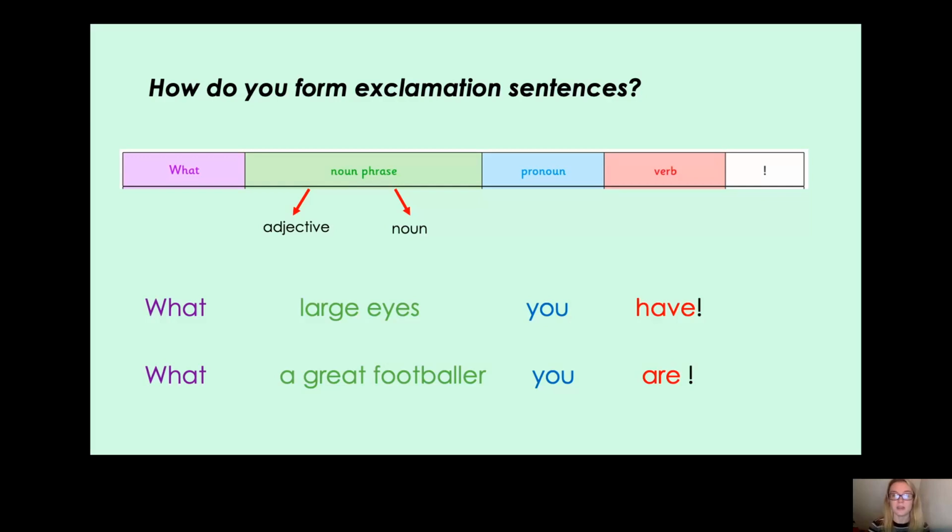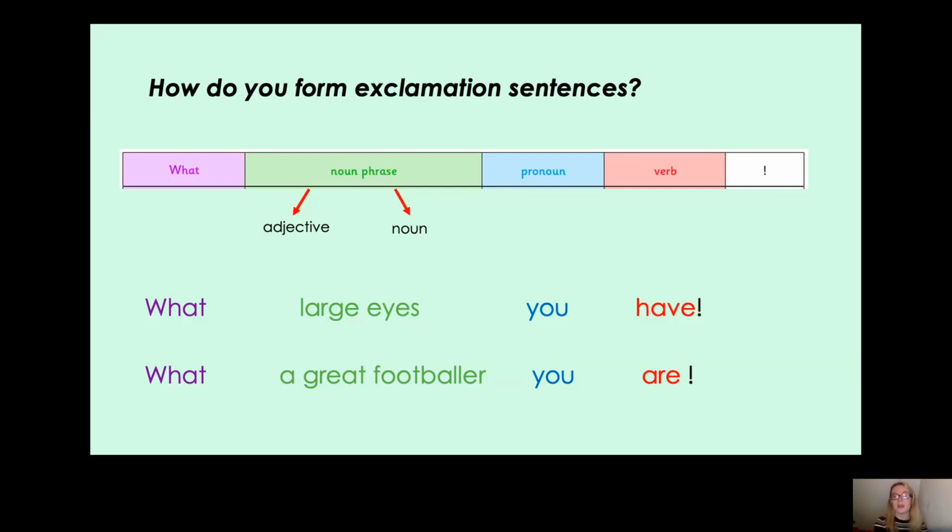after the what, it has what's called a noun phrase. So it has an adjective and a noun. So you could even use your expanded noun phrases in this part. So can you see in one example, what large eyes? And in the next example, what a great footballer. So we've got our adjectives, which are large and great. And then we've got our nouns, which are eyes and footballer.